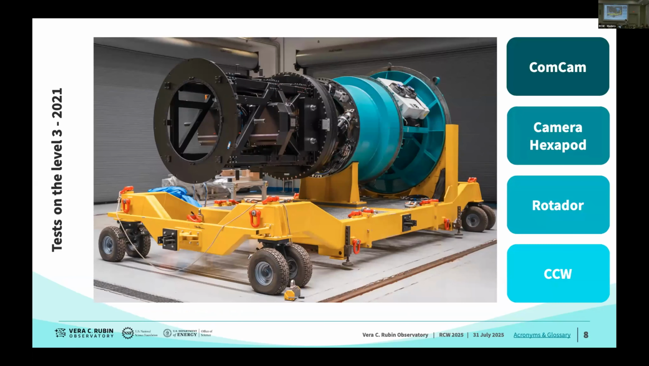Again, we did a lot of testing with the commissioning camera. This is the commissioning camera, but this blue part that you see at the back of the commissioning camera is actually a top end assembly. And one day that is going to become a part of the LSST camera, as you are going to see. So we did a lot of testing with the ComCam on level 3, with a camera hexapod, with a rotator, and with a camera cable wrap. I'm not going to talk about this a lot because I'm going to talk more about testing with the LSST camera after this.